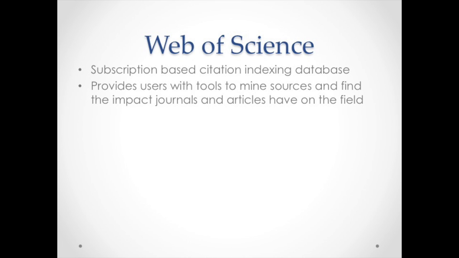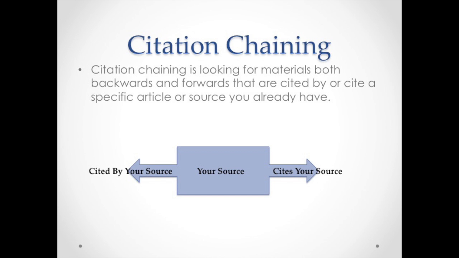Now, a question might be, why use Web of Science? Well, besides the fact that your professors want you to, it has a lot of great benefits. Web of Science provides the tools to create strong support for papers through citation chaining and helps you learn how to determine the validity of your sources. Citation chaining is looking for materials both backwards and forwards that are cited by or cite a specific article or source that you already have.